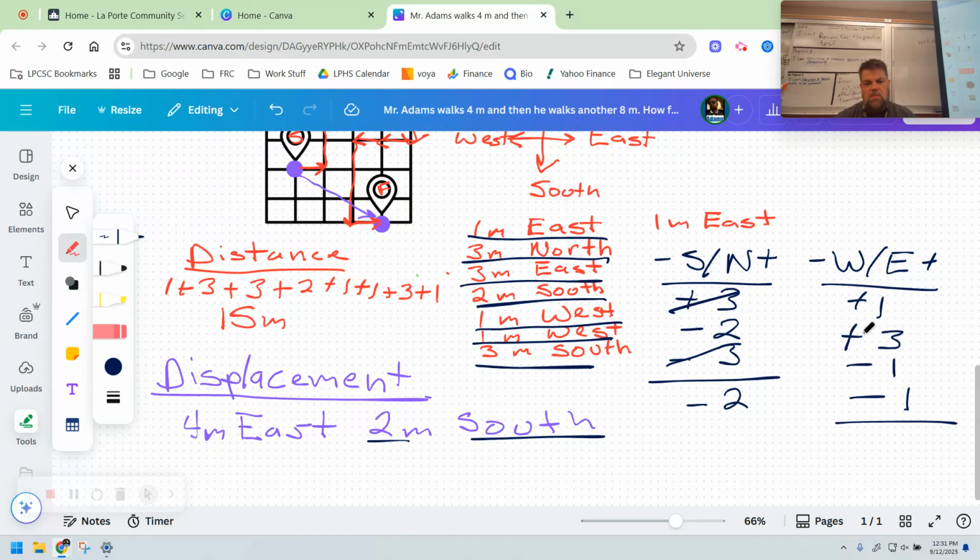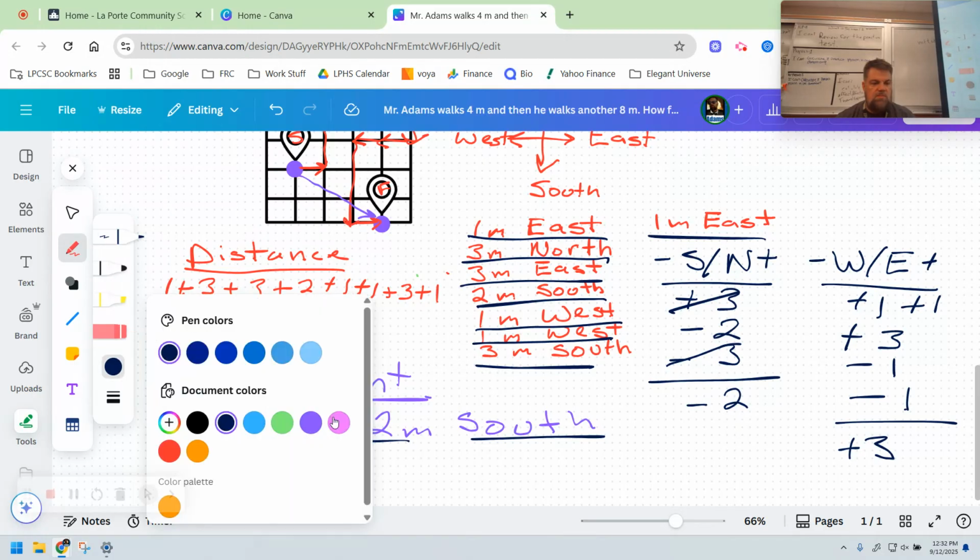That's 4 minus... Did I miss some? Oh, you know what I missed? One more going east. So we got one more going east. So really I have 5 minus 2, which would be 3. Oh, you know what? Good thing I did this. I have a +3, so it should be 3. But if we count this, Mr. Adams must count. Look, 1, 2, 3. So it's actually 3. Well, that's a good catch, I guess. So make sure you change that to 3.